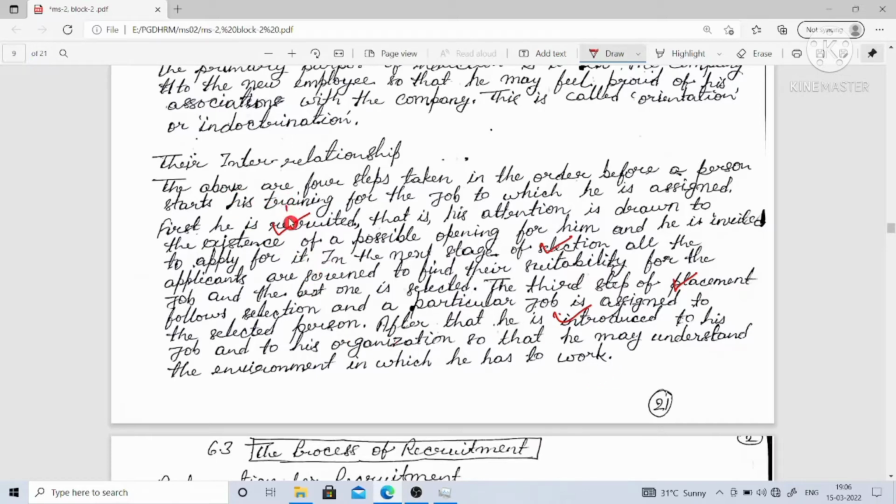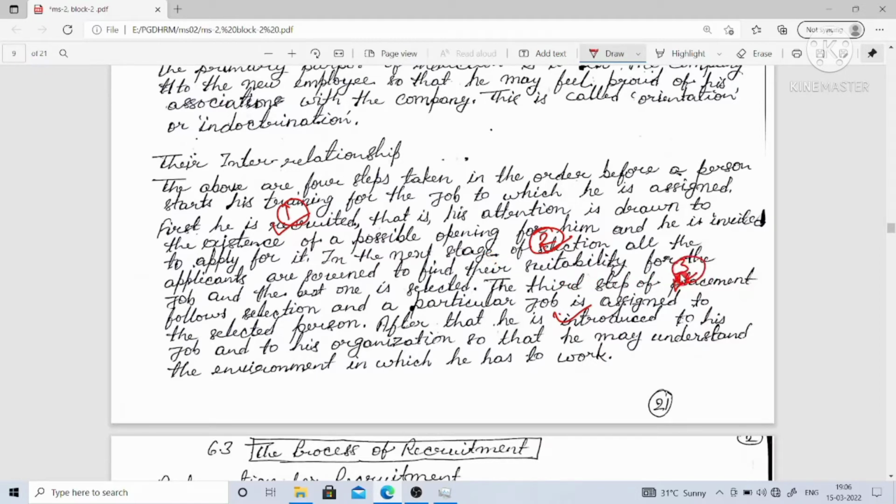So you see, the first stage is recruitment. It means giving the information about the job to the people. It means bringing the attention of the people so that they can apply for the job. Then second, selection, means here the screening process happens: out of all applied applicants, the best one is selected.